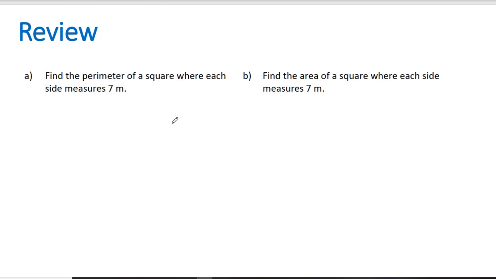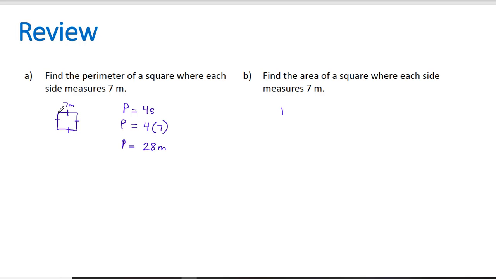For A, we want to find the perimeter of a square where each side measures 7 meters. So I usually draw the figure just so it gets me visualizing it. So this is 7 meters all the way around. I have a formula for perimeter of a square. The perimeter of a square is 4 times the side. So we know the one side is 7. So we're going to substitute and calculate our perimeter as 4 times 7, which is 28 meters.